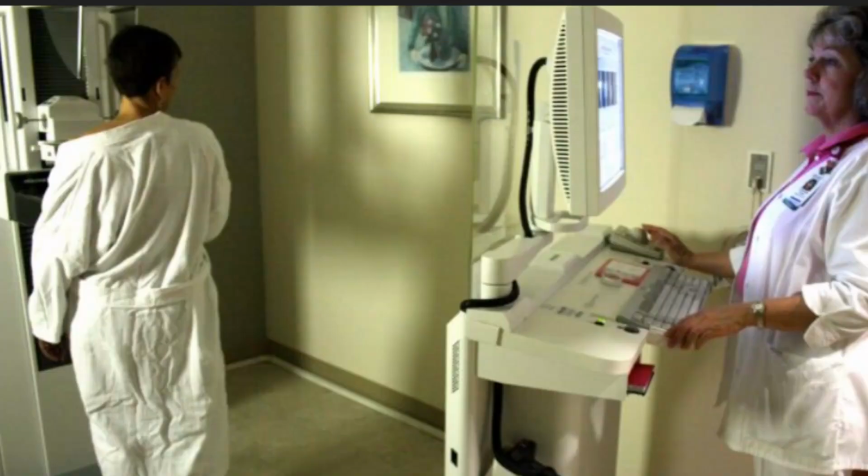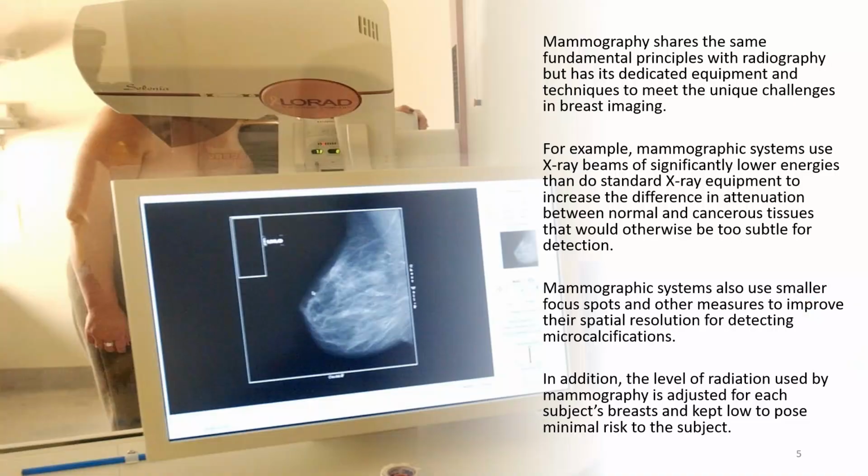The technologist display is not as good a quality as the radiologist's, so the technologist must rely on exposure index numbers and other measurements that they can utilize to analyze their images prior to sending the image to the radiologist to be read. Mammography shares the same fundamental principles with radiography, but has its dedicated equipment and techniques to meet the unique challenges of breast imaging.